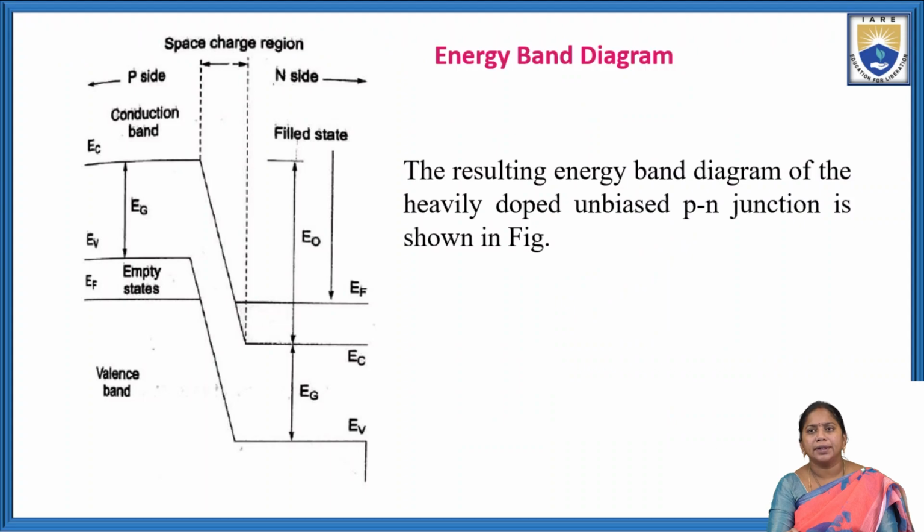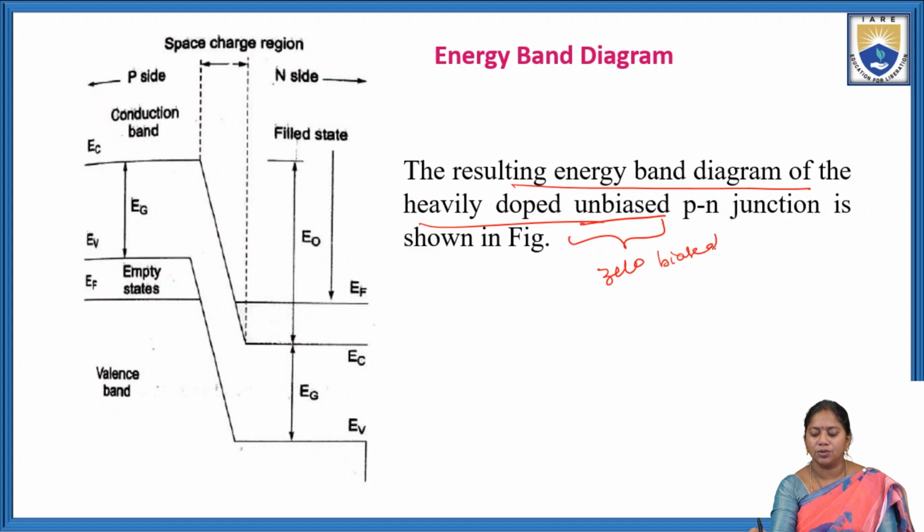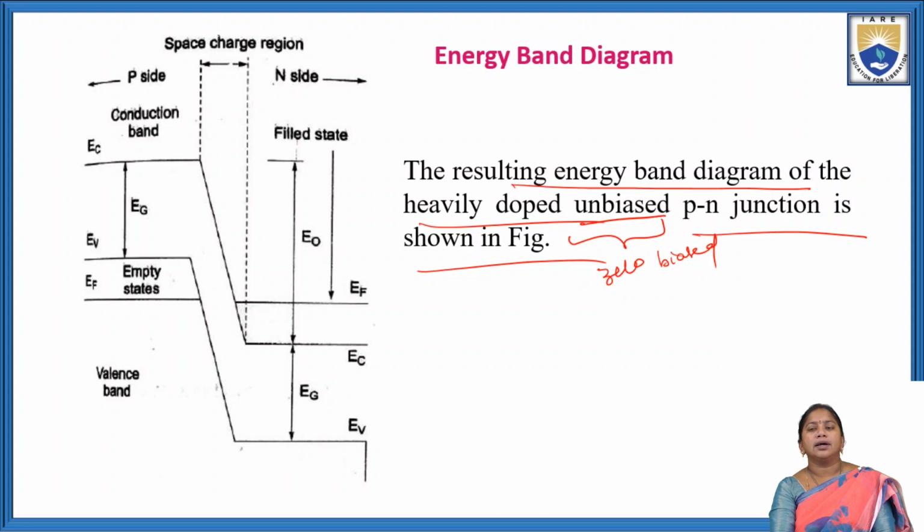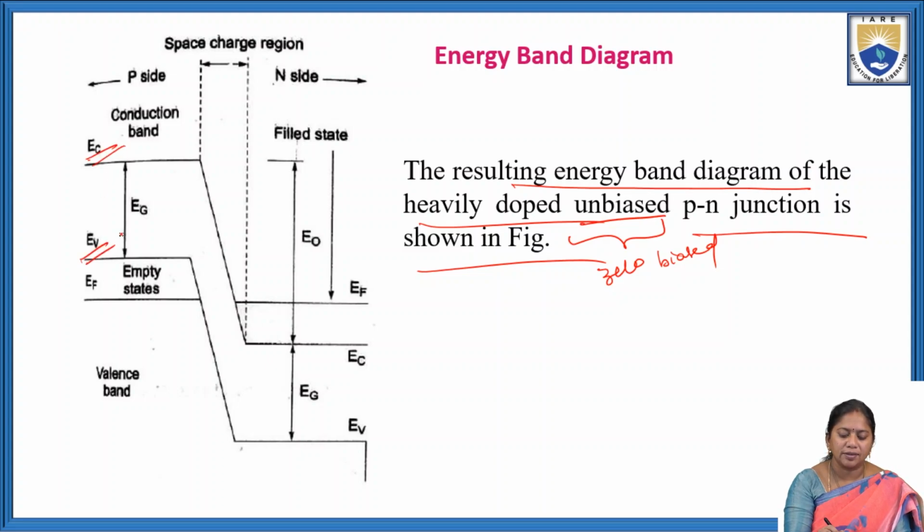Then the energy band diagram of the tunnel diode. The resulting energy band diagram of the heavily doped unbiased PN junction is shown in this figure. Unbiased means zero bias, there is no voltage applied. From this figure, it is observed that EC is the conduction band, EV is the valence band, and EF is the Fermi level.